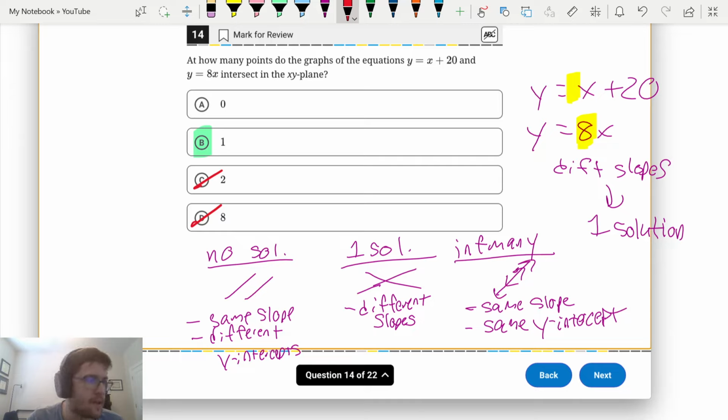So yeah, the answer is B, and I hope those notes I scribbled on the bottom help you. Those are really important. So always remember, no solution, same slope, different y-intercept. One solution, different slopes. And infinitely many, same slope, same y-intercept.